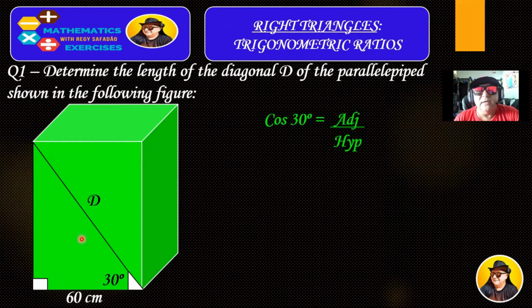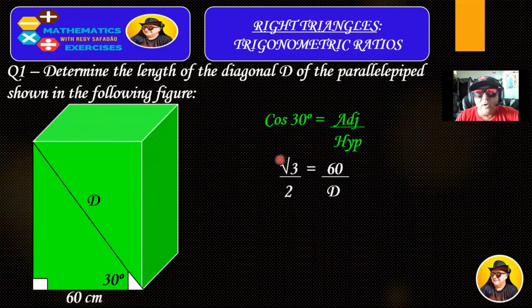So the question here involves a cosine. So cosine of 30 degrees is the adjacent side divided by the hypotenuse. So now let's replace the values like this. Cosine of 30 degrees, you remember I told you to memorize that table. So the cosine of 30 degrees is root of 3 over 2. I am replacing the values. The adjacent side is 60 and the hypotenuse is the diagonal.